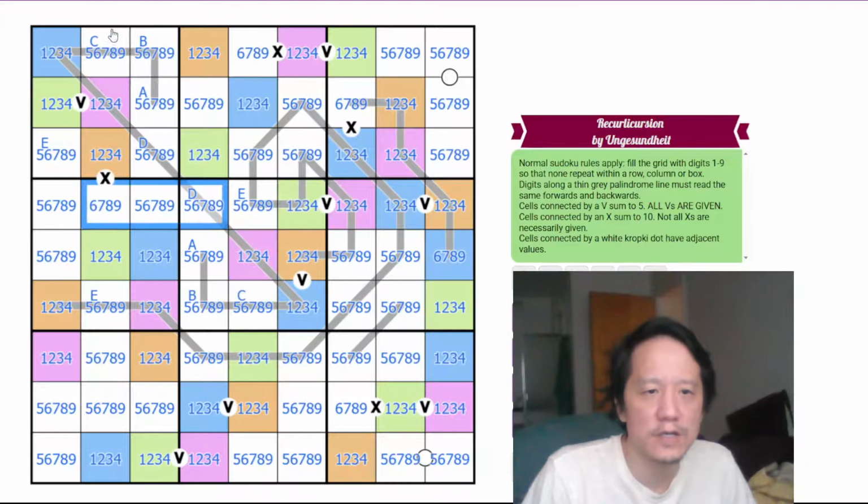D, C cannot be here or here. Okay, so this is E. Since this is E, it must match this cell here. So this is E here. We're missing A and D here, so we're not sure which one is which. A and D have to be either of these.